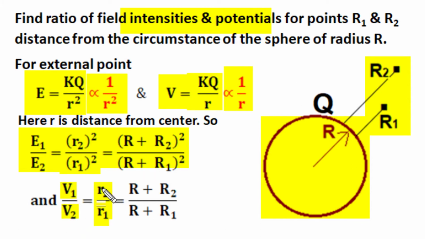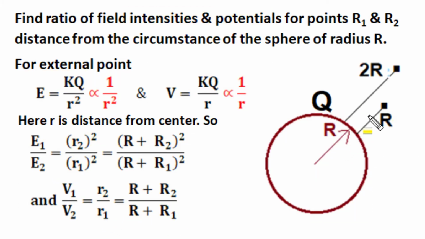R2 is at the numerator position, and here R2 is R plus capital R2, the total distance of this second observation position from the center of the sphere, and similarly this is the distance of the first position from the center of the sphere, R plus R1. So this is the ratio of potential.